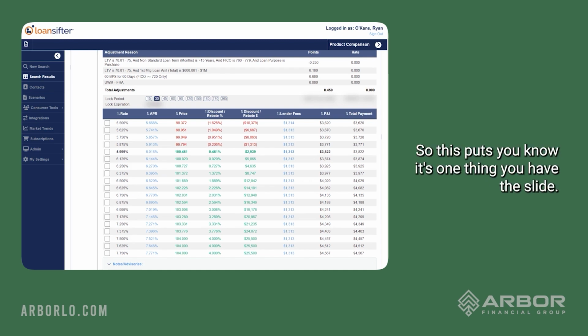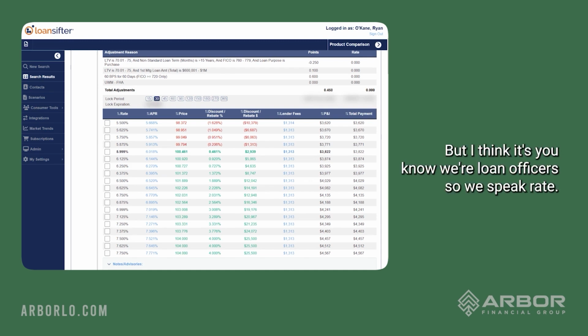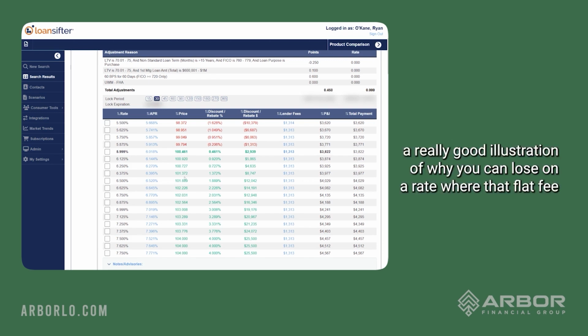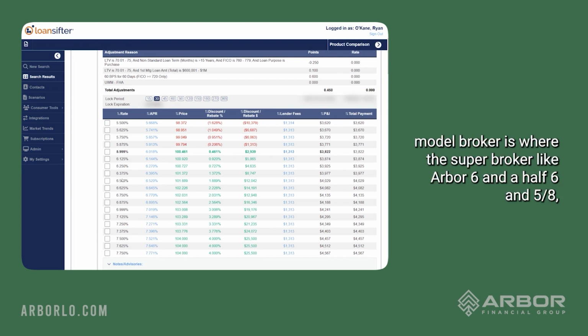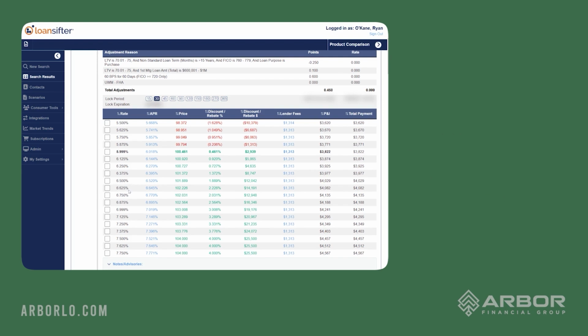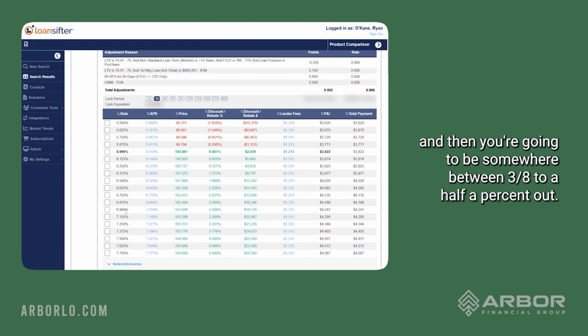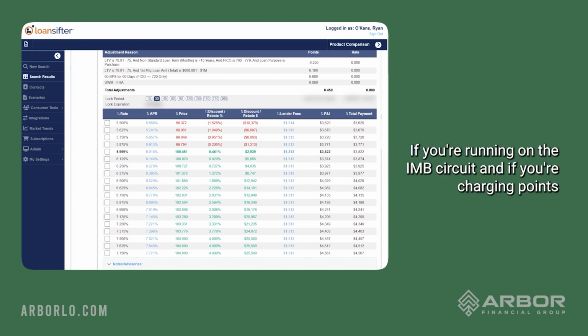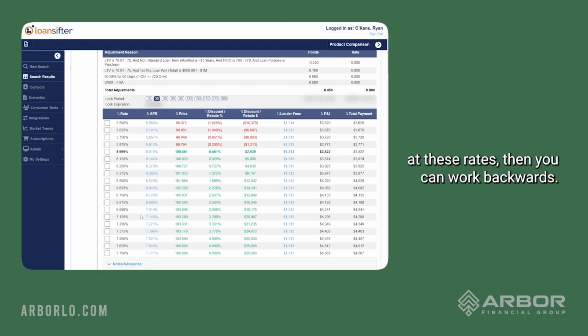It's one thing to obviously have the slide, but we're loan officers, so we speak rate. And this gives you a really good illustration of why you can lose on a rate, where that flat fee model broker is, where the super broker like Arbor is at 6.5, 6 5/8, and then you're going to be somewhere between 3/8 to 0.5% out if you're running on the IMB circuit. And if you're charging points at these rates, then you can work backwards. You pack even more margin in.